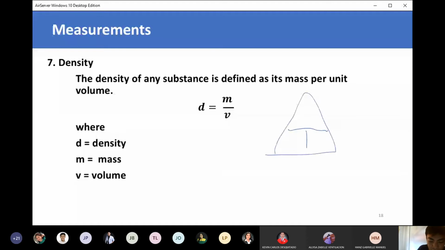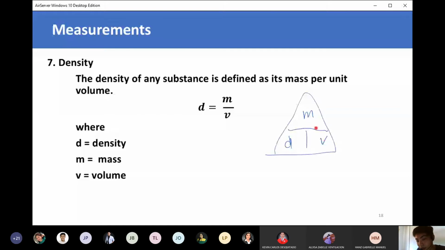Alam ko familiar kayo dito. Okay, so this is the triangle that I'm pertaining to. This contains the operation you need if you are looking for a variable. For example, I'm looking for density. What I'm going to do is to divide mass by the volume.